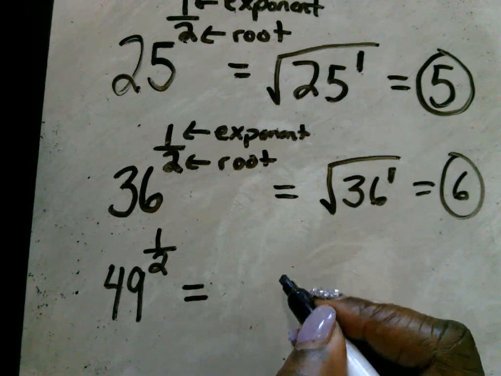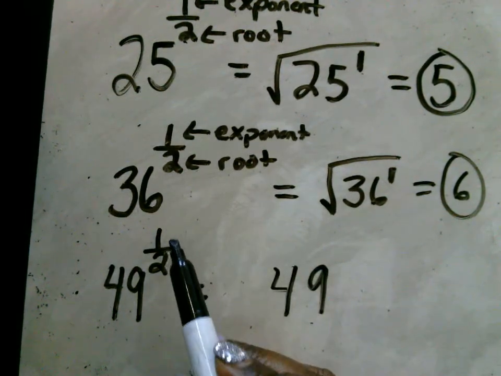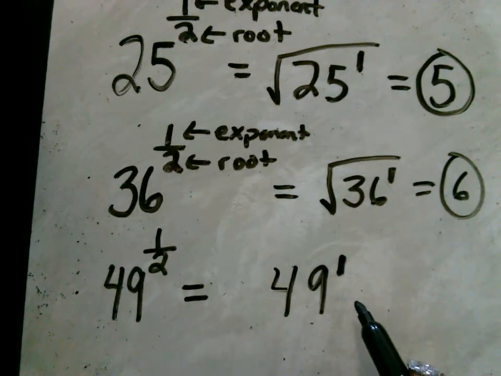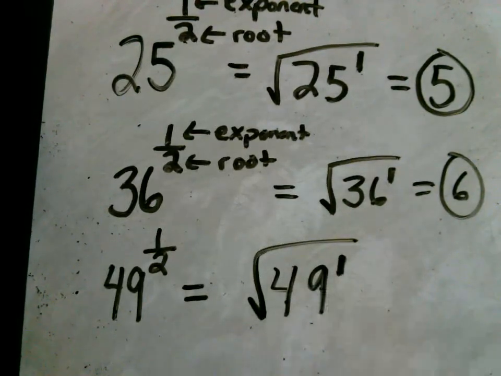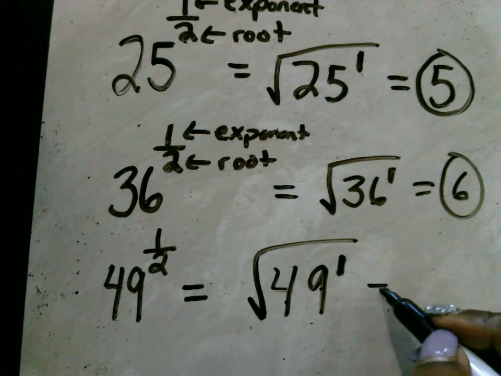So look, 49 to what power? Which one of these numbers is the exponent? 1. The top one. Very good. The numerator. Which one is the root? The denominator. So 49 to the first power is just 49. What's the square root of 49? 7.